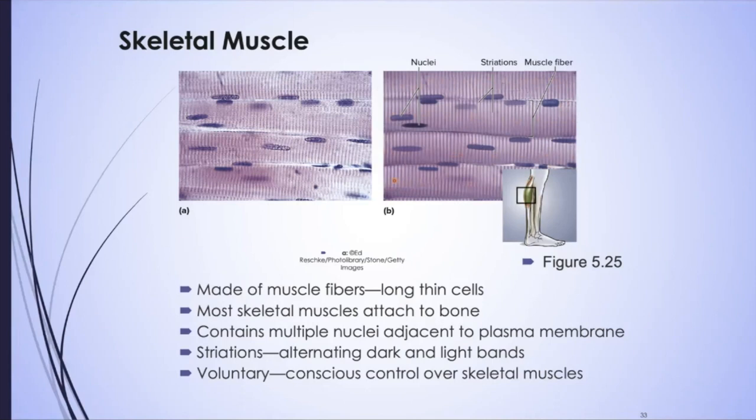We call them muscle fibers, but guess what a muscle fiber is? It is a cell. We don't call them muscle fiber cells; it's synonymous that a muscle fiber is a cell. Most of your skeletal muscles are going to attach to bone. They contain multiple nuclei that are adjacent to the plasma membrane. Do you see how these nuclei are along the plasma membrane, just like so?